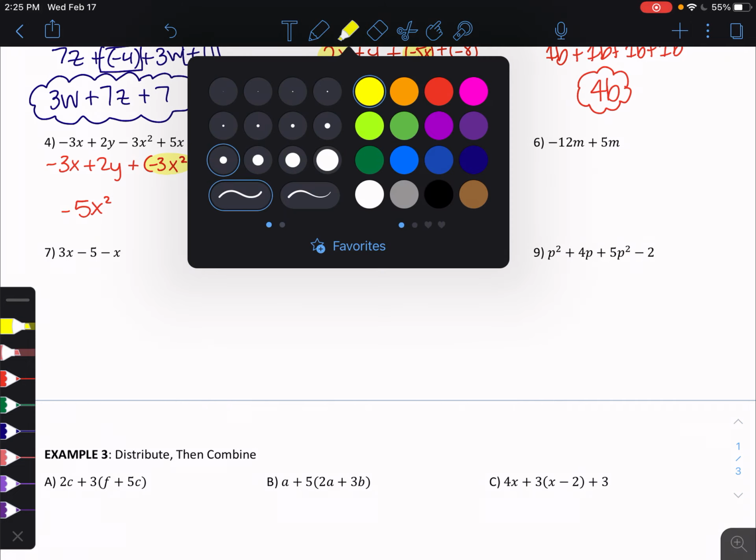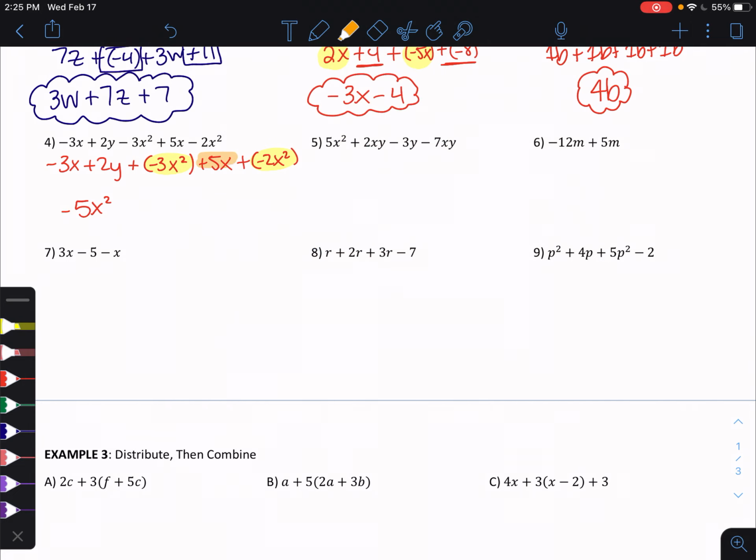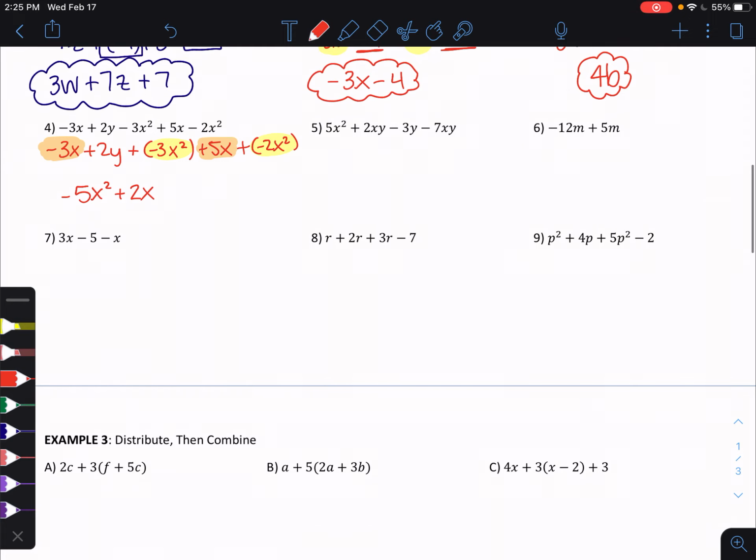Then I've got some x's. So I've got 5x and negative 3x. Negative 3x plus 5x is positive 2x. And then I've got this 2y that's by itself. There's no like terms with it, so I'm going to include it as part of my answer, plus 2y at the end.